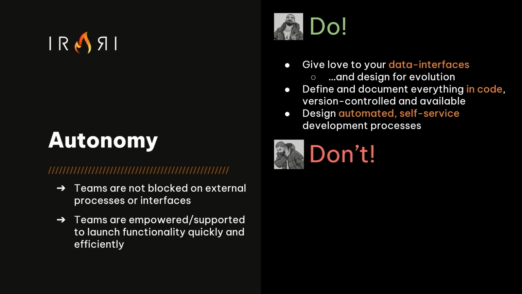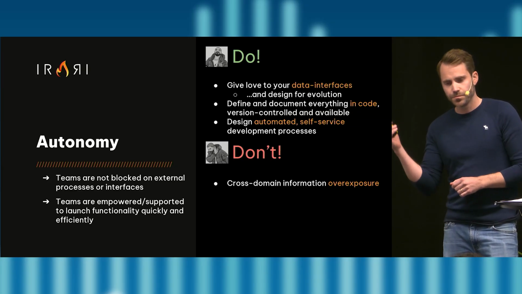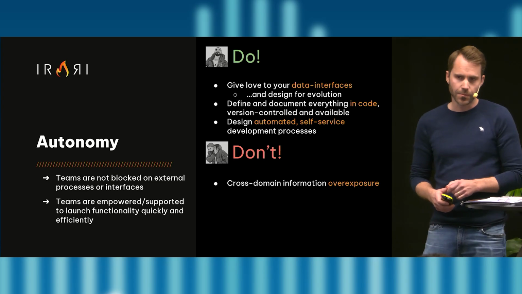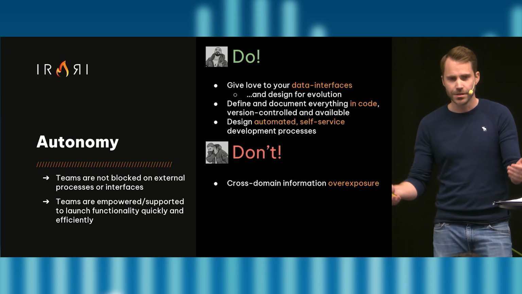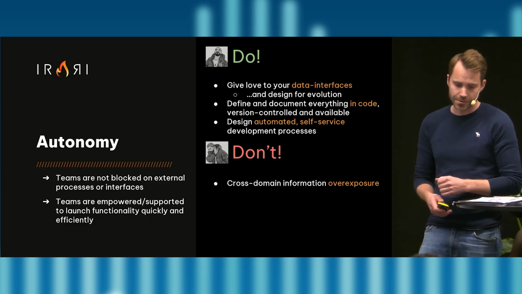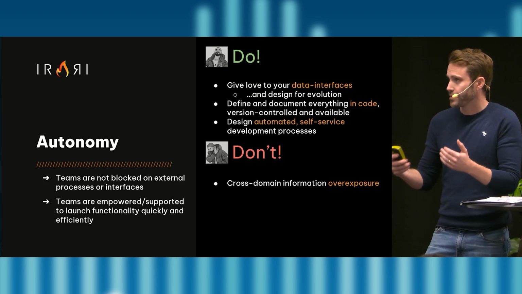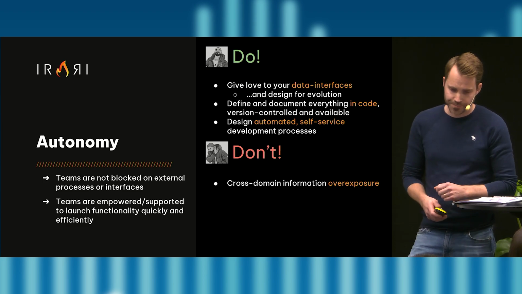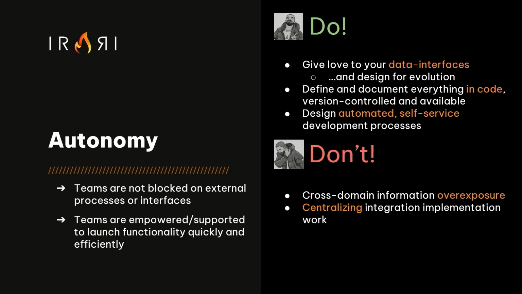All right, so autonomy, what should we try to avoid? Well, one thing, and it goes back to the data interfaces, is to not expose more than you need. Quite often you see implementation details leaking into your interfaces, and that can be very hard to then change whatever you have exposed later on. So try to not expose too much. And also, as mentioned, I don't think centralizing the implementation itself to a central team is a very good pattern.